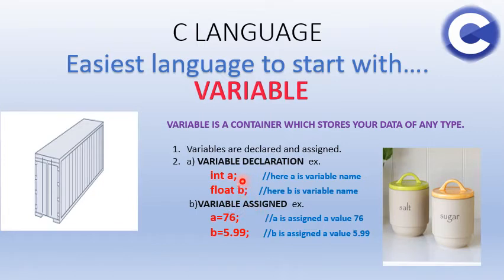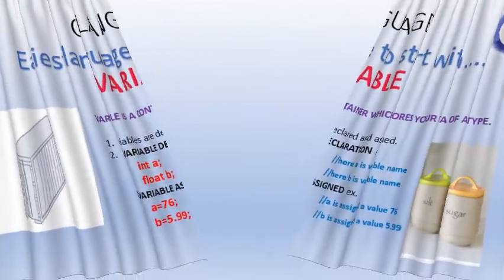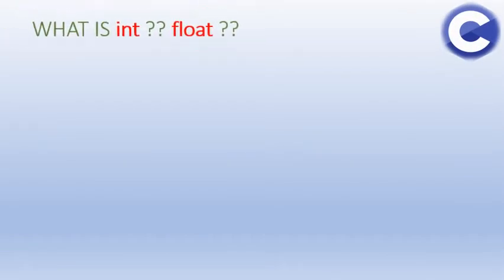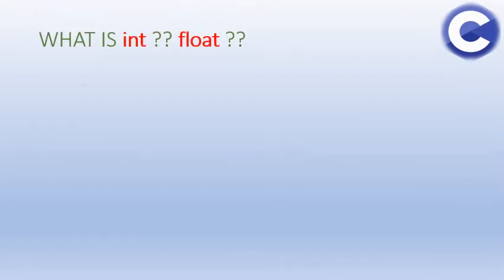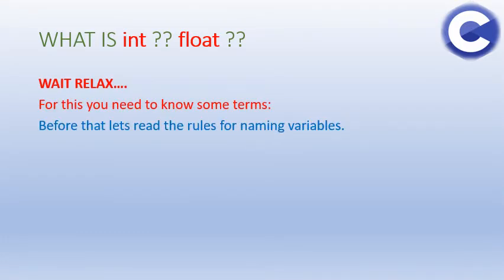So here I have declared two variables, int a, float b. Here a and b are your variable names, and I have assigned them values: a to 76, b to 5.99. And what is your int and float? Don't put your mind into it. We'll get to learn about it in future slides. What is your int? What is your float? You need to wait for this, because before that you need to know some important terms. Before that, let's read the rules for naming a variable.